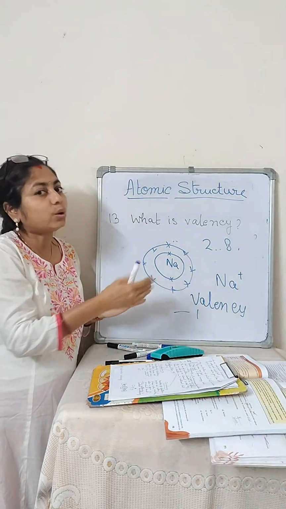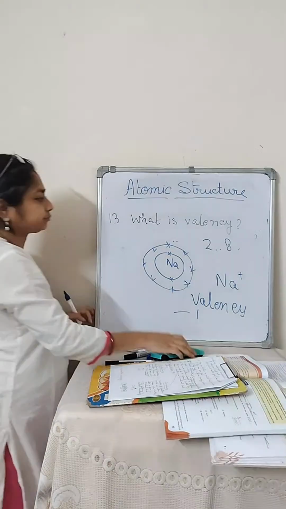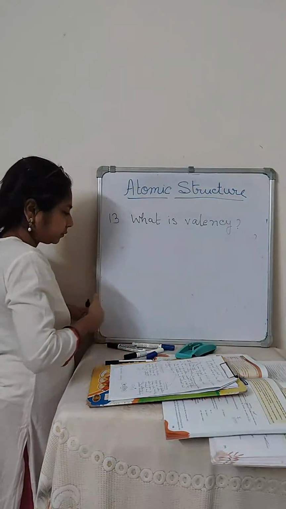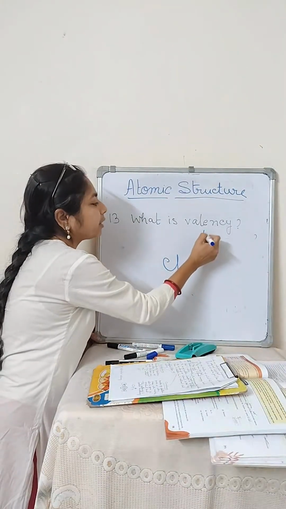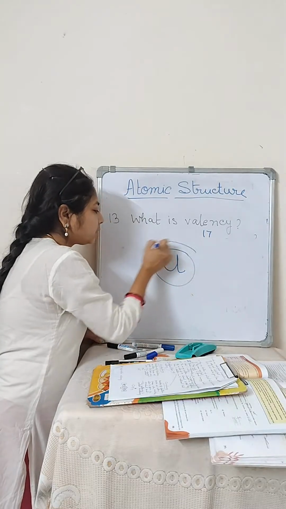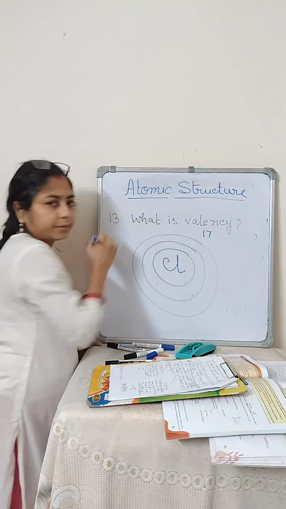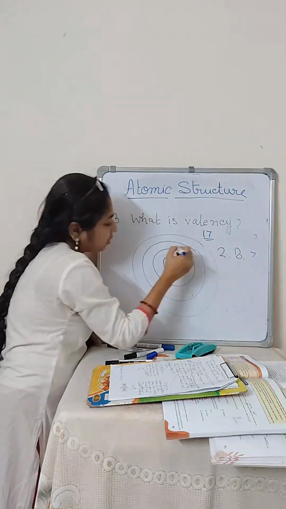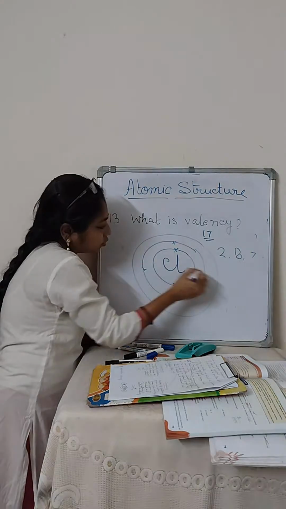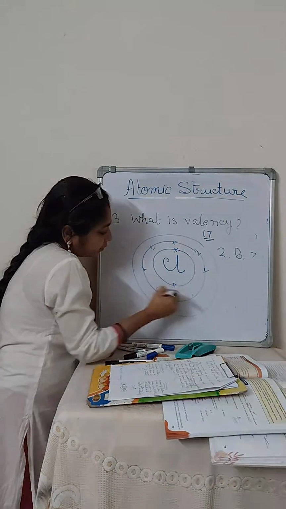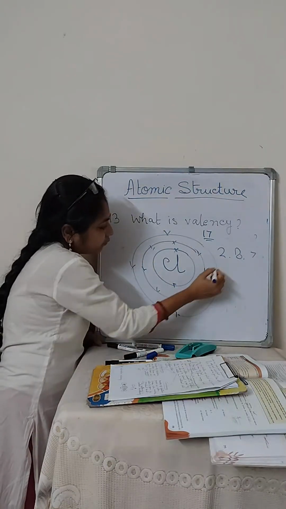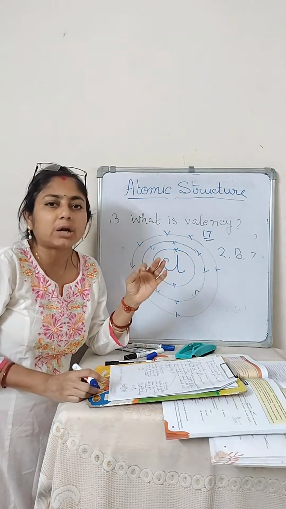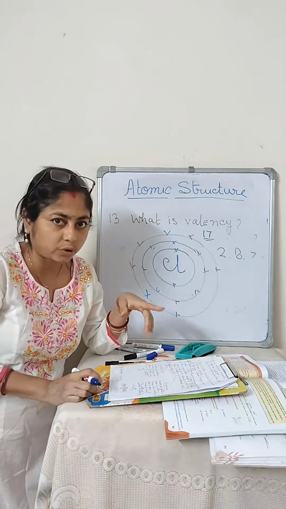But there is another rule also. Suppose this is chlorine. Chlorine is 17. How can I write it? 2, 8 and 7. Chlorine's outermost shell has 7 electrons.